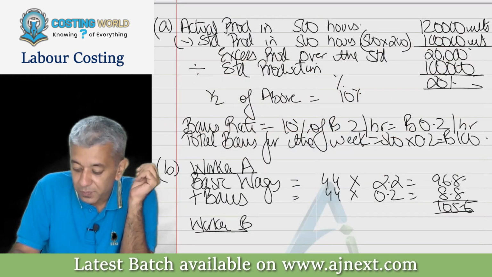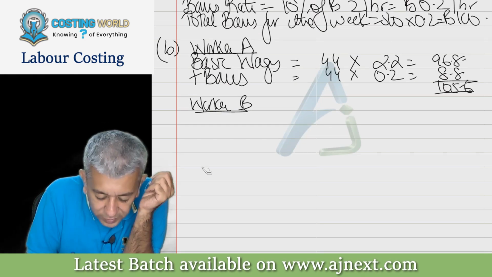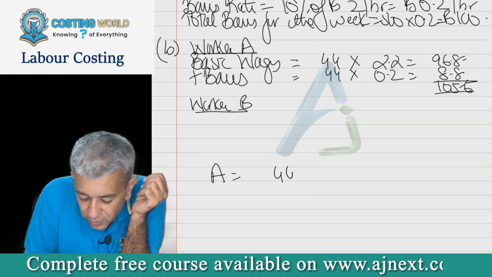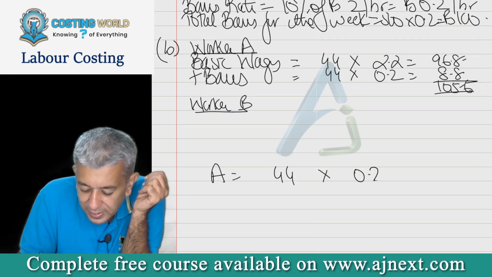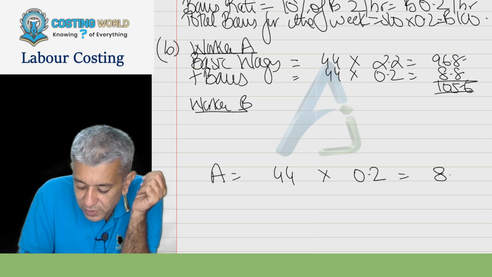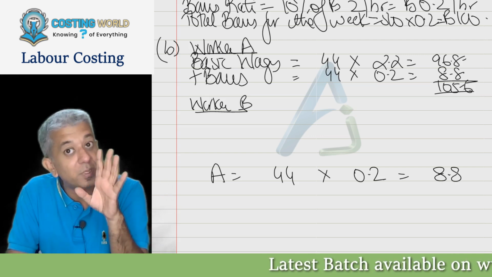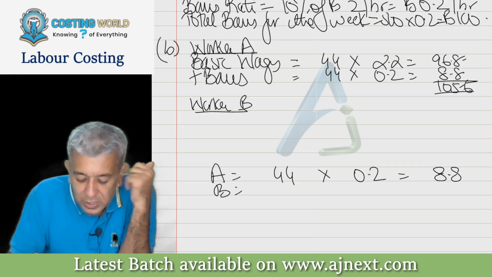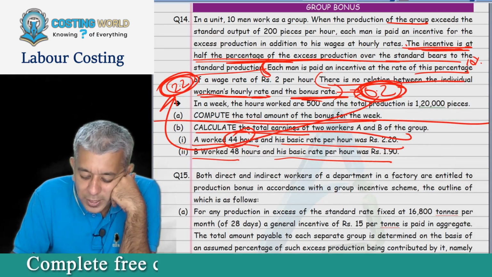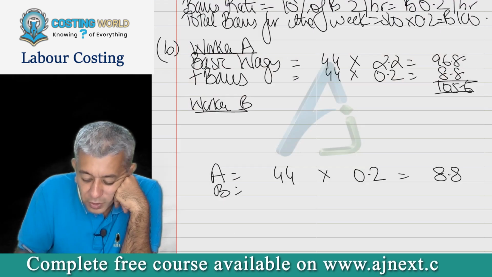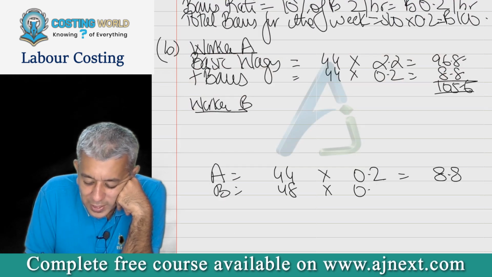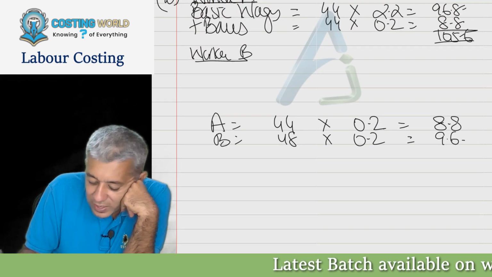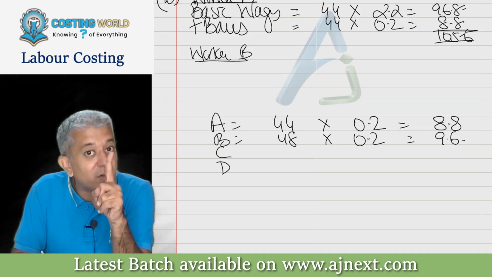Why? You will understand one thing here: suppose worker A is there. He has worked for 44 hours at the rate of 0.2. So worker A will be paid 8.8 rupees as bonus, which we have written over here. Tell me, worker B has worked for how many hours? 48. He'll be paid bonus at the rate of 0.2, so this will come to 9.6. In the same way there will be worker C, worker D, there will be 10 workers like this.